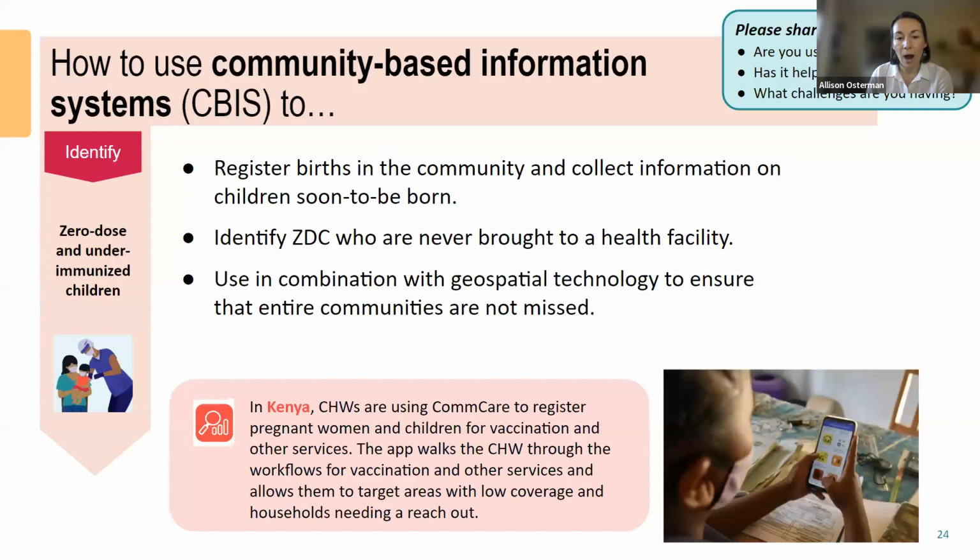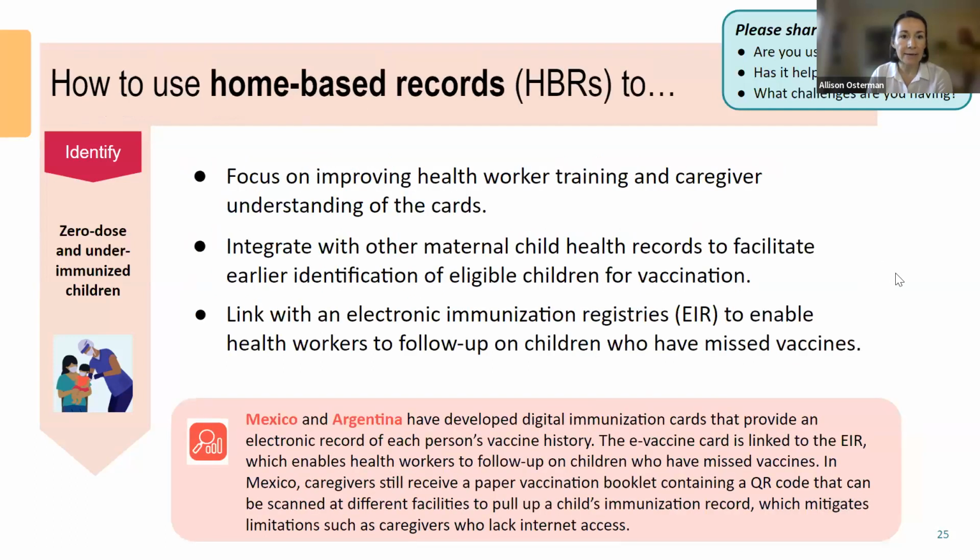And since CBIS are used to collect data at the community level, they're also very useful for identifying children who are never brought to a health facility. Often these are the children who are missed for vaccination because they've never been registered. Healthcare workers have no way of knowing who these missed children are. And then the final point here, we found an example of CBIS being used in combination with geospatial technology to find entire communities that have been missed. This is just an example of another functionality that can be really helpful for things like immunization microplanning. Next slide.